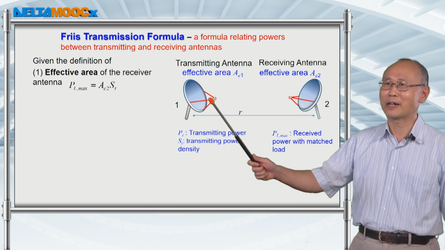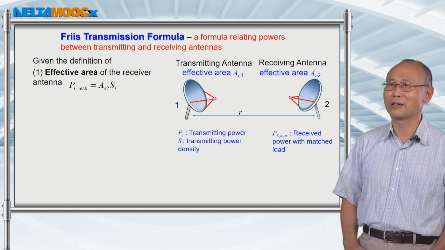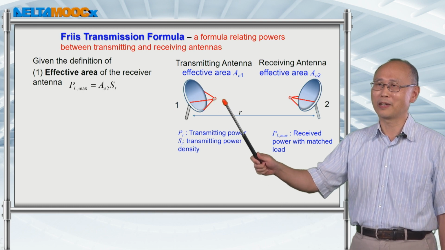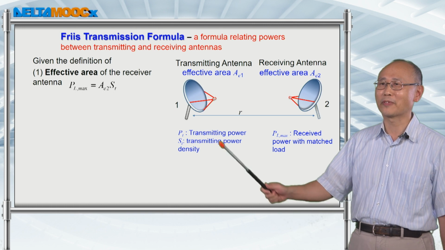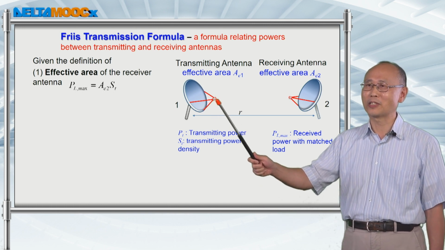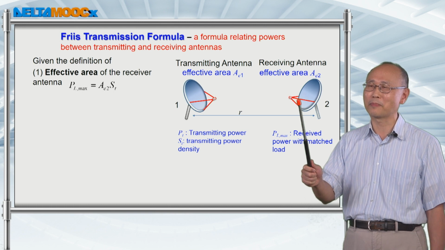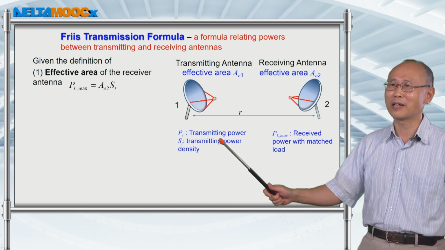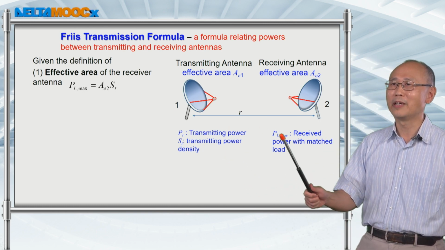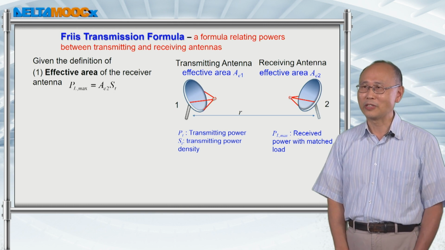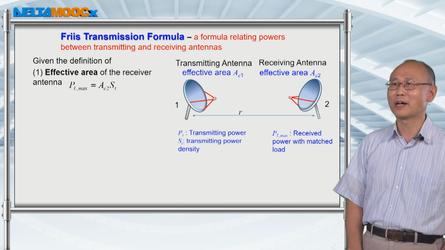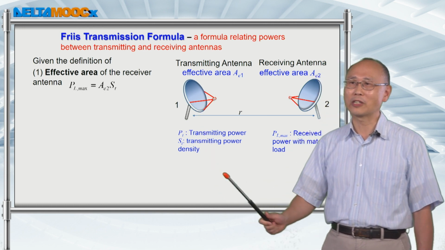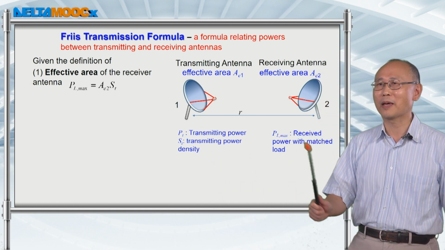And each of them has the effective area for receiving the signal. And associated with the electromagnetic wave, you have a power density transmitted by this antenna and some power density reaching this antenna. And we want to know how the PT, the transmitting power, is related to the receiver antenna power, PL maximum, based on the matched load assumption. Okay, so on this page, we're going to derive this relationship between PT and PL.